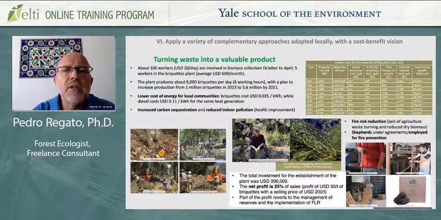So what the project did is to collect the biomass and support the establishment of a briquettes production plant, which made the briquettes from the forest and agricultural waste, the forest biomass cuttings, and also from the pruning of the fruit trees in the agricultural land, and the use of the olive pomace resulting from the pressing of the olives for olive oil.